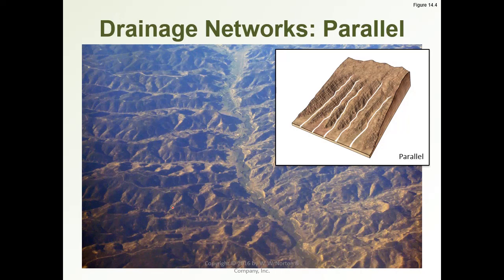We can also have what's known as parallel. So this forms when we have steep gradients and we have simultaneously forming drainages that run parallel to each other and that they are separated by resistant rock. So it would be too energy intensive for these drainages to cut through these divides, and so they continue to run parallel until they reach a flat area, at which point they might join up to form a single trunk.